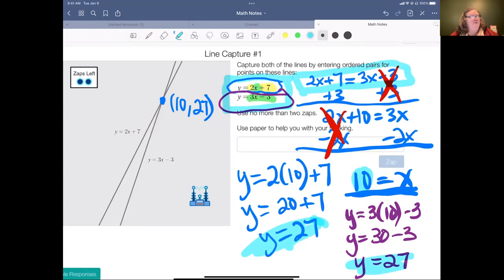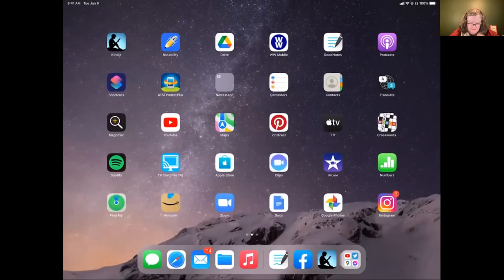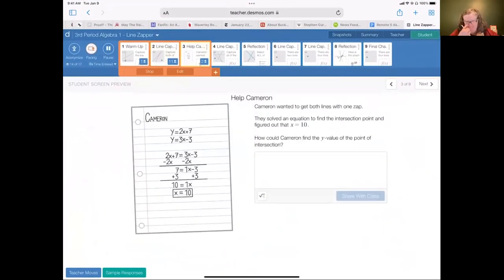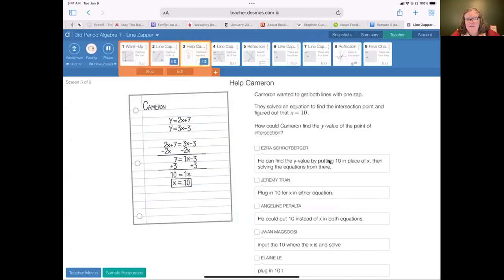I'm going to let you take a look at screen 3, and it is basically a student piece of paper showing the work I just showed. Sometimes it's helpful to look at the same thing in a slightly different way. See if you can explain how he would be able to get the y value now that he knows that x is equal to 10. I've got a few of your classmates who have also answered this. Ezra says he can find the y value by putting 10 in place of x, then solving the equations from there. Jeremy said you can plug 10 for x in either equation. Angeline said basically the same thing in slightly different words.